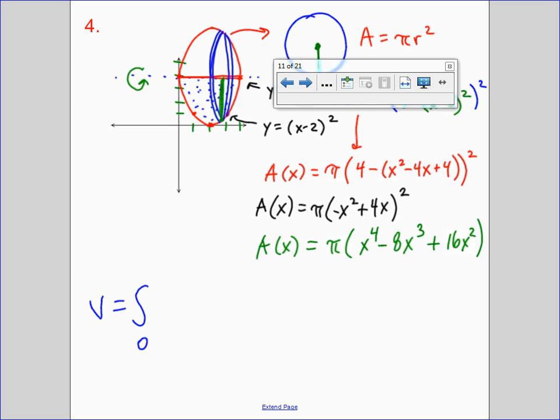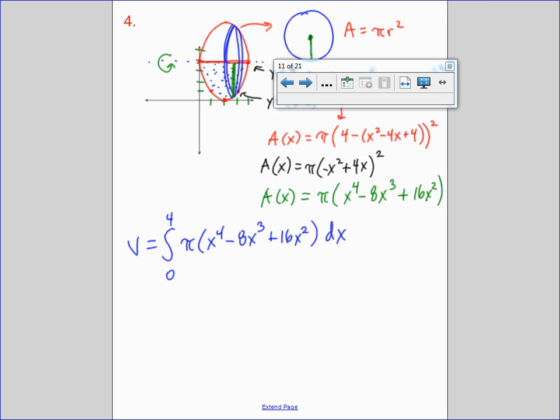4. Isn't this intersection point 2 comma 4? Nope, it's 2 comma 0, so 2, then 1, 2, 4. So 4 comma 4 is right there. So my x value here is 4. A of x is pi times the quantity x to the 4th minus 8x cubed plus 16x squared with respect to x. All right, let's go ahead and find the antiderivative function for that.